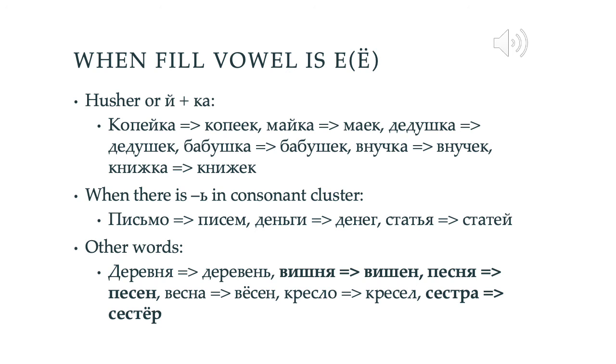Note the switch from ye to yo when it falls under stress. Кресло, an armchair, кресел. Сестра, sister, сестёр. And note the appearance of the yo there as the fill vowel. It's under stress and it's followed by a hard consonant and it becomes yo. That's another one that seems kind of anomalous and you need to memorize it.